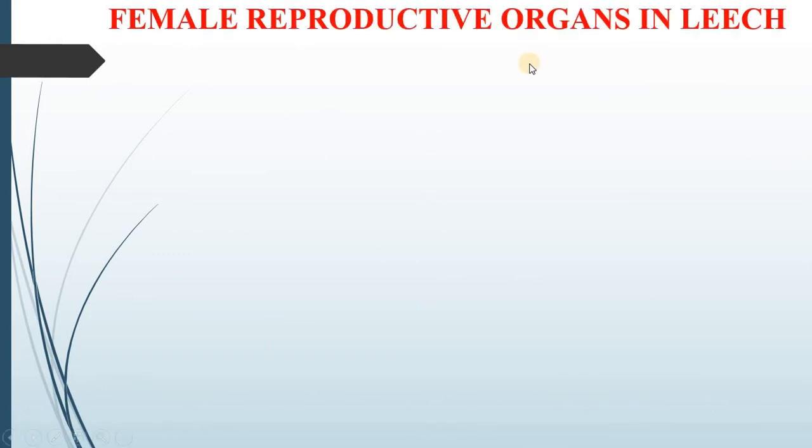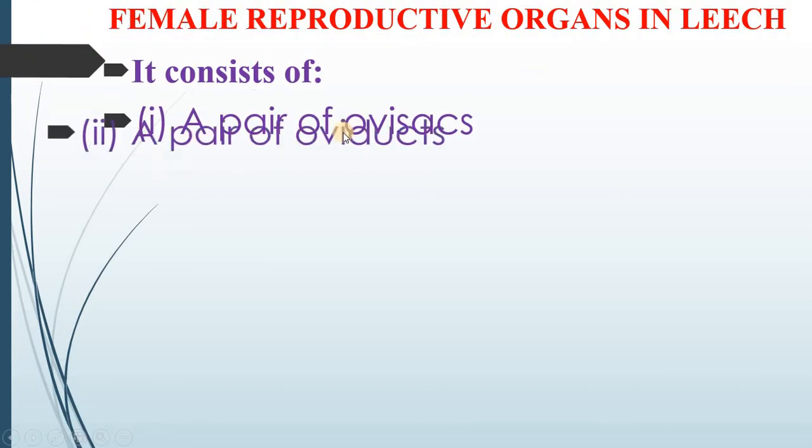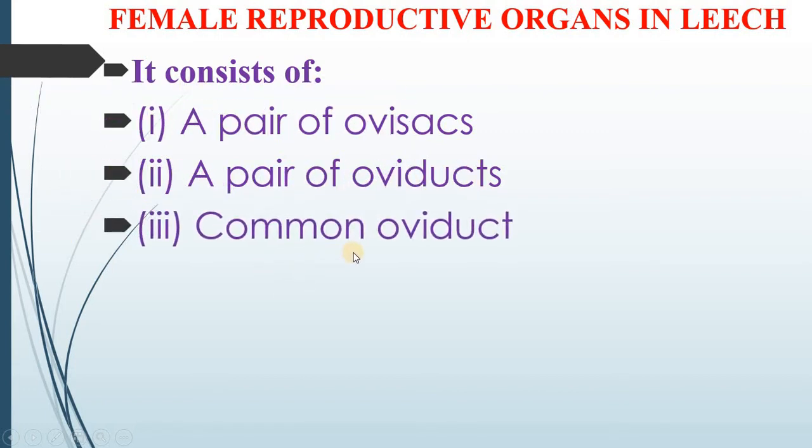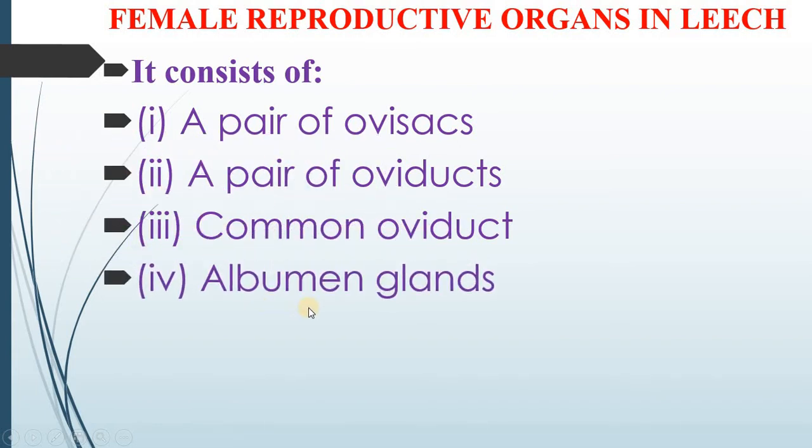Female reproductive organs in leech. It consists of a pair of ovisacs, a pair of oviducts, common oviduct, albumin glands, and vagina.